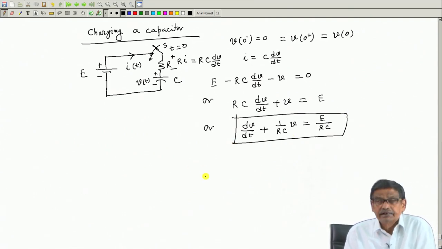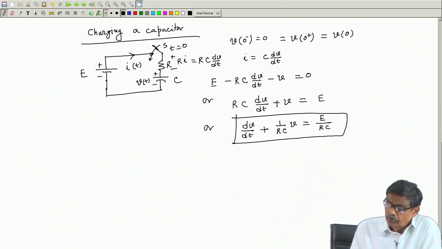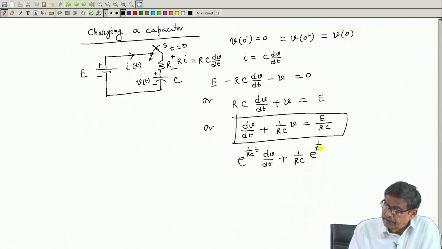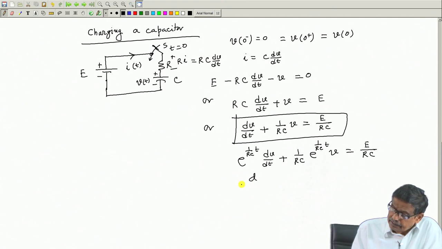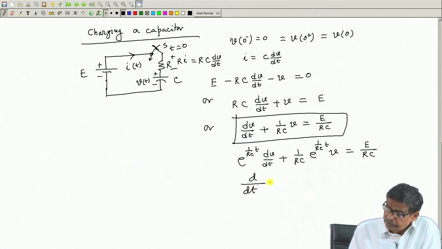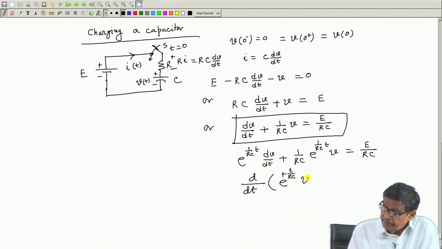Once again, it is a linear differential equation, first order. So, the integrating factor you multiply with is e to the power 1 over RC into t: e^(t/RC) dV/dt plus 1 over RC e^(t/RC) V is equal to E by RC e^(t/RC). This will be the thing, and this is nothing but the differentiation of a product of two functions: d/dt of e^(t/RC) V is equal to E by RC e^(t/RC).